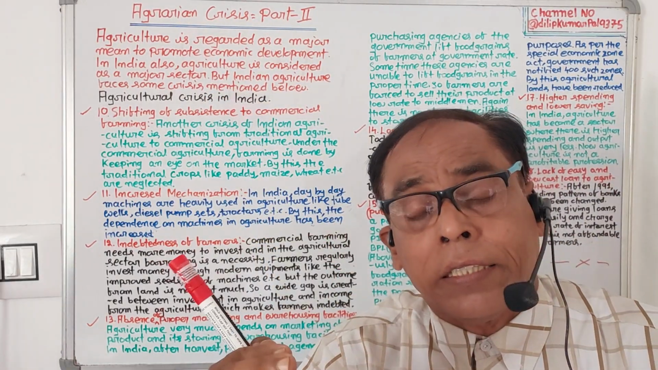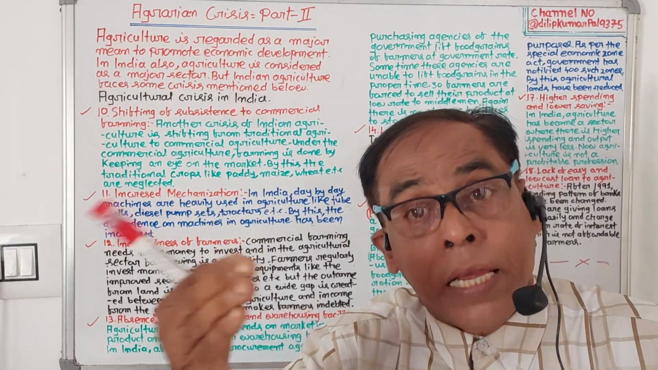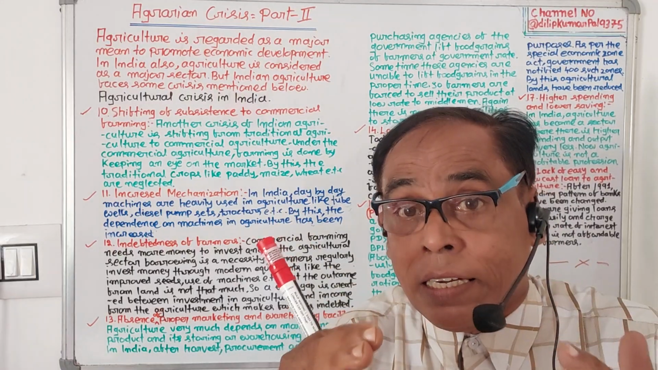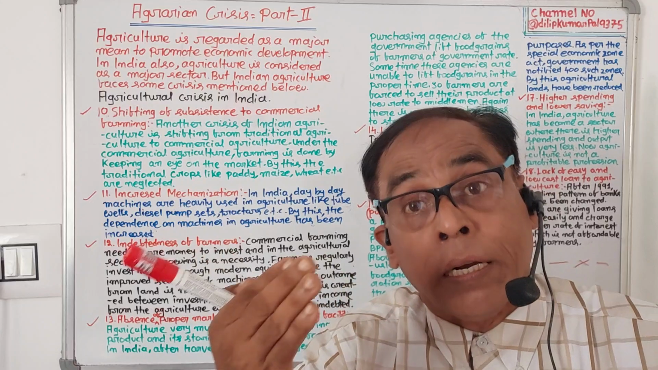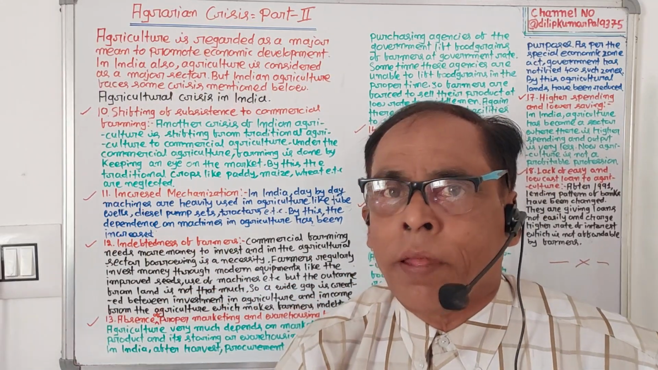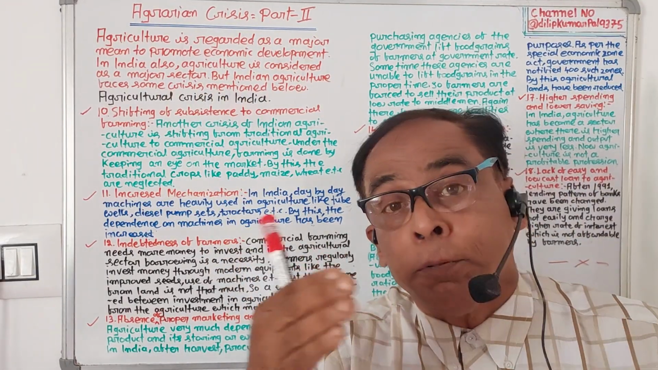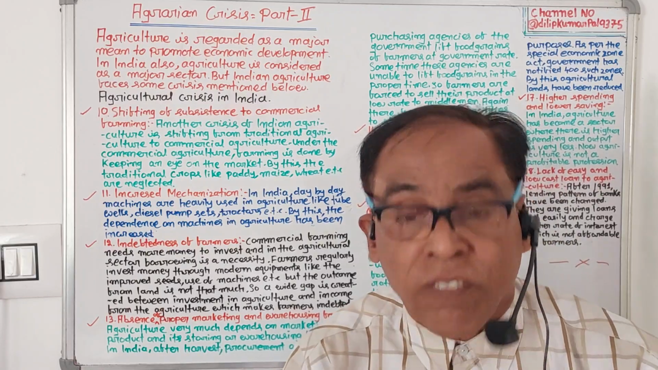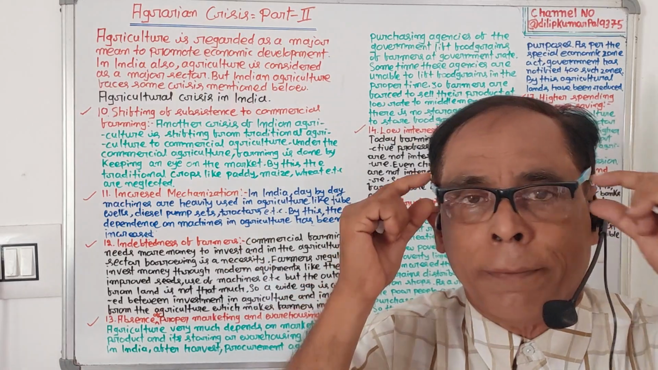In Agrarian Crisis Part 1, I have discussed 9 agricultural crises. In Agrarian Crisis second part, I will discuss 9 more crises relating to agriculture in India. And this agrarian crisis is found in +3 5th semester DSE-2 paper. The name of the paper is Development Process and Social Movements in Contemporary India.